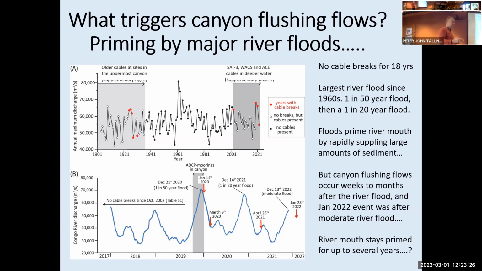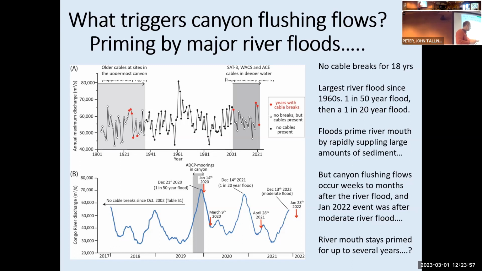So we think the amount of sediment that flood brought into the Upper Canyon primed it. But importantly, the flow that we measured, the first one, happened after the flood peak. So it's not that the river water is full of sediment, it plunges, it forms what's called a hyperpycnal flow. It waited for a week or two, and then it was triggered. And similarly, there was a 1 in 20-year flood here, but the other cable-breaking flows are after that. So it waits for weeks or months before it goes, but it's probably primed by these big floods.